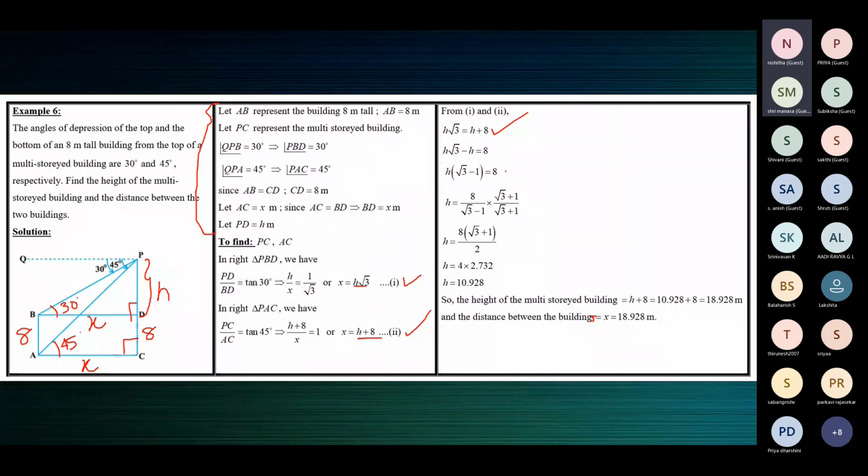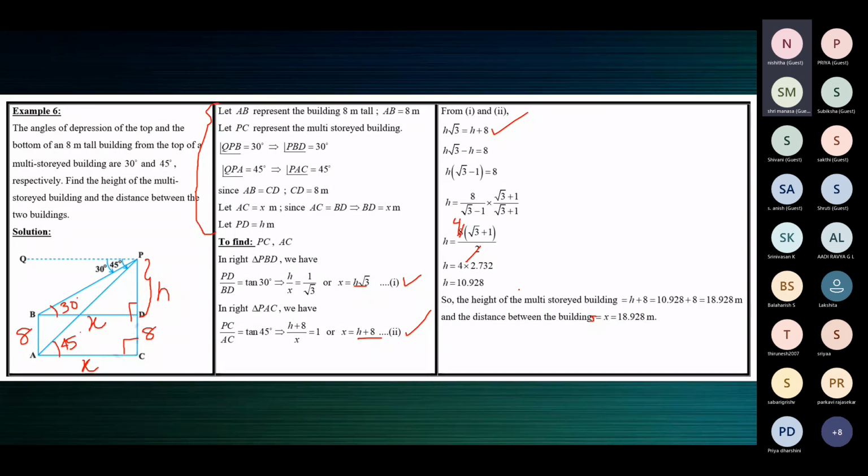So when you solve this, there are two terms that have h in them. So group them, gather them on one side, and take out h common. Root 3 minus 1 we get on taking h common. Then rationalize the denominator, conjugate root 3 plus 1. Then 2 ones are 2, 4 into root 3, where root 3 is 1.732, plus 1 is 2.732, into 4.